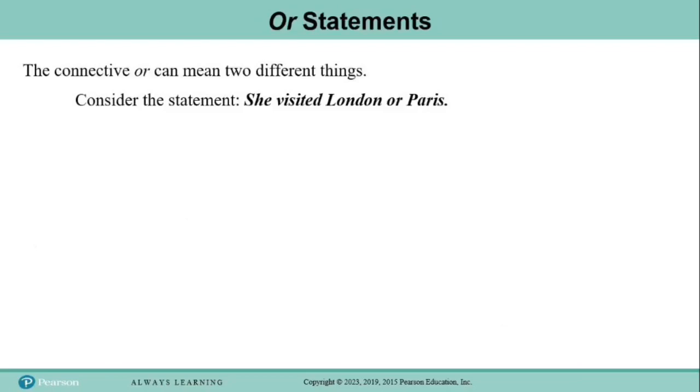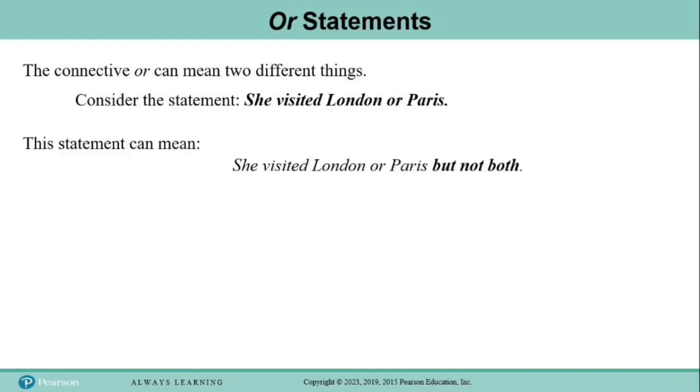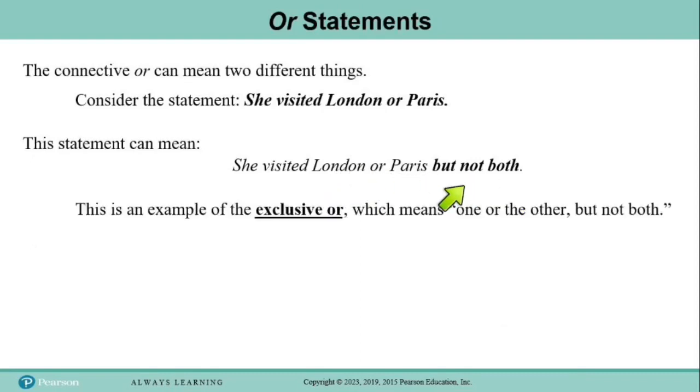And now we're going to take a look at or statements, but the connective or really can have two different meanings, and we need to figure out which one we're using. So think about the statement she visited London or Paris. Now, this actually could mean two different things. It could mean that she visited London or Paris, but not both. And if that's what they mean by that sentence, then that's what's called an exclusive or. Exclusive or means one or the other, but not both. In other words, it excludes the possibility that both things happened.